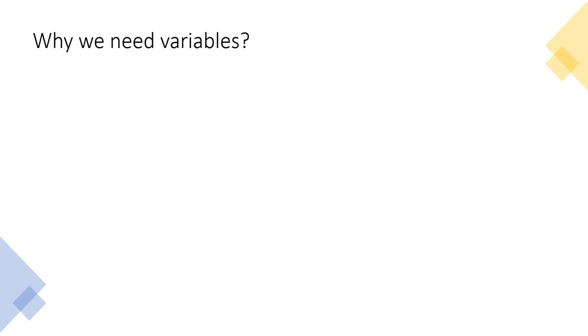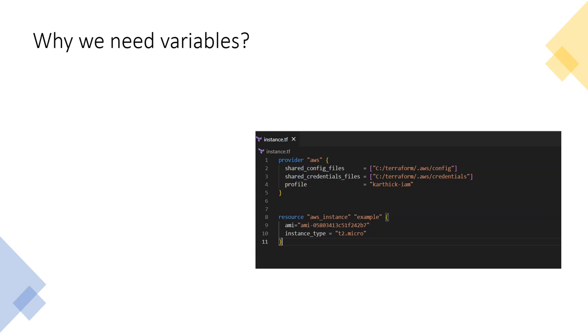Let's first see why we need variables. This is an example which I did in my last video. I just created an EC2 instance using Terraform code. If you look into it over here, I have everything in one file, like the provider and the resources and all. But everything in one file is not so great, right? So for that, we need to make use of variables.